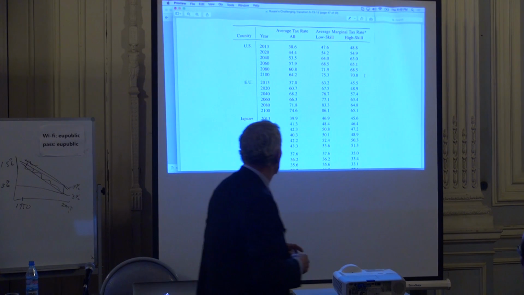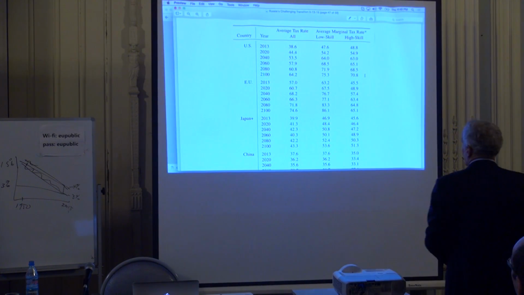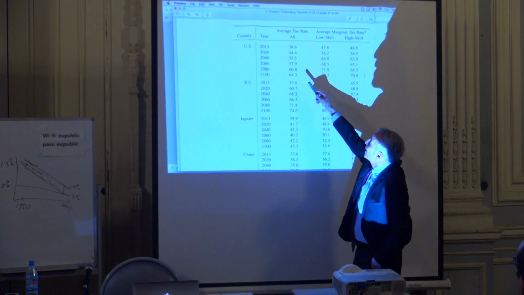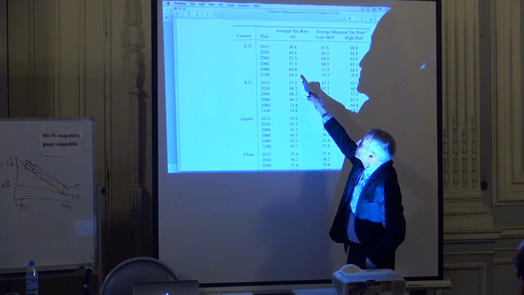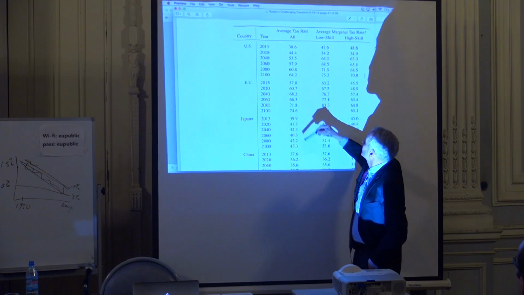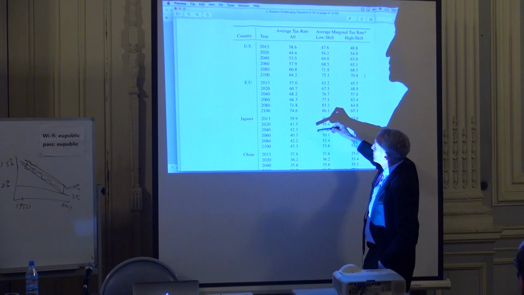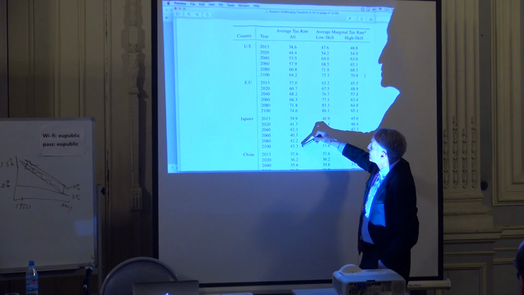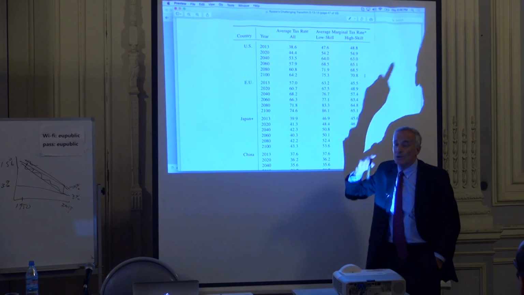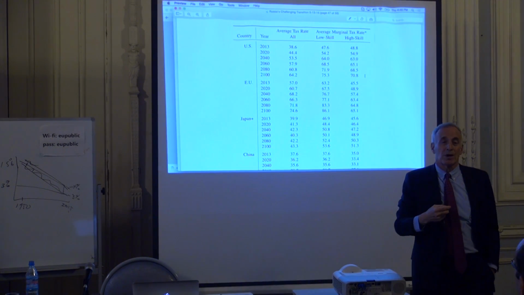Because people born in the future are facing tax rates in this model that are far higher than the average, the average tax rate goes from 39% to 64%. EU, very big increase in average tax rates and marginal tax rates. Japan, interestingly, does not have big changes in its tax rates. That's a very strange, surprising finding.